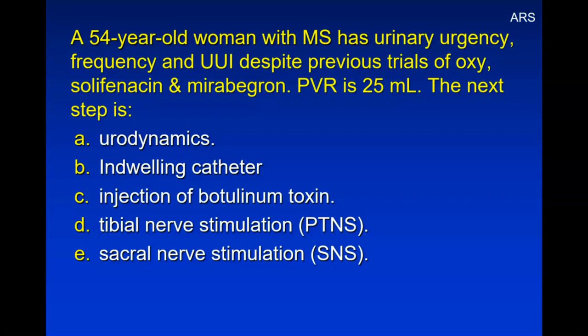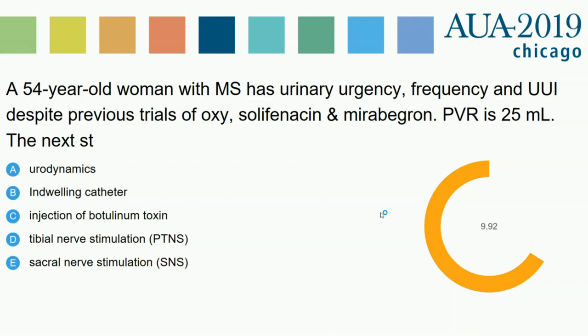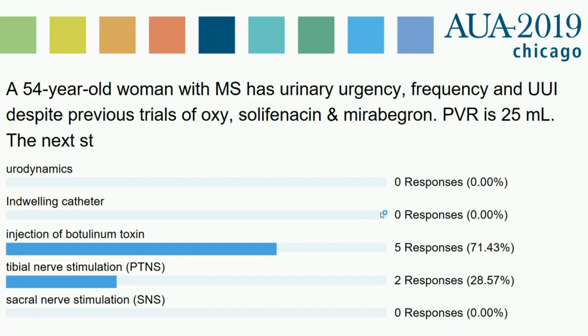So we have an MS patient. She has failed oral meds. PVR is 25. Next step is, and this one, again, is if you feel comfortable. This was a whole part of our debate yesterday on our complex pelvic cases, if you guys were there. It's okay to do urodynamics in this patient. It's okay to do botulinum toxin in this patient.